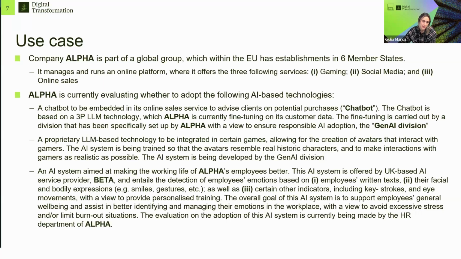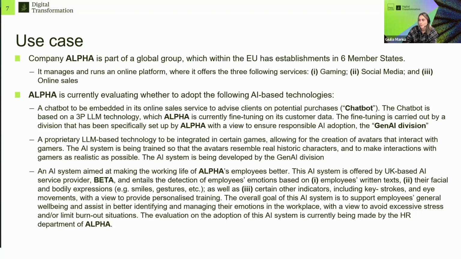Another AI technology that Alpha would like to adopt, this time a proprietary one, is another LLM-based technology that would be integrated in the gaming service of Alpha, and that would allow for the creation of avatars that interact with gamers. And with a view to making the interactions and exchanges with gamers as realistic as possible, the Gen AI division in Alpha is training the AI system with a view to resemble real or historic characters.